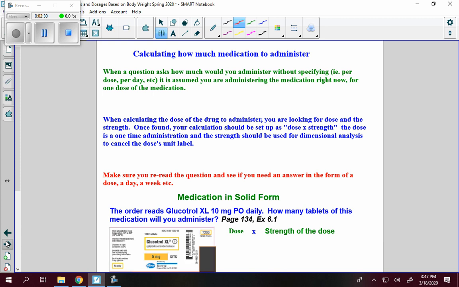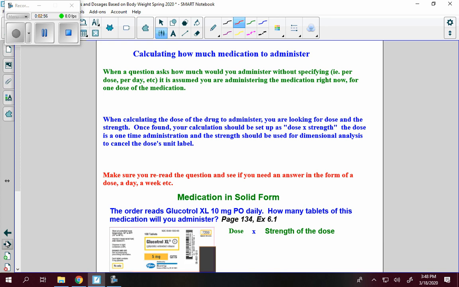Calculating how much medication to administer. This is a good page to have to rewind back to if you need it, but when a question asks you how much to administer without specifying, like per dose, per day, etc., it's assuming that you're a nurse now just administering the medication for 1 dose. You wouldn't administer a whole day's dose of medication for a patient who needs the dose right now.